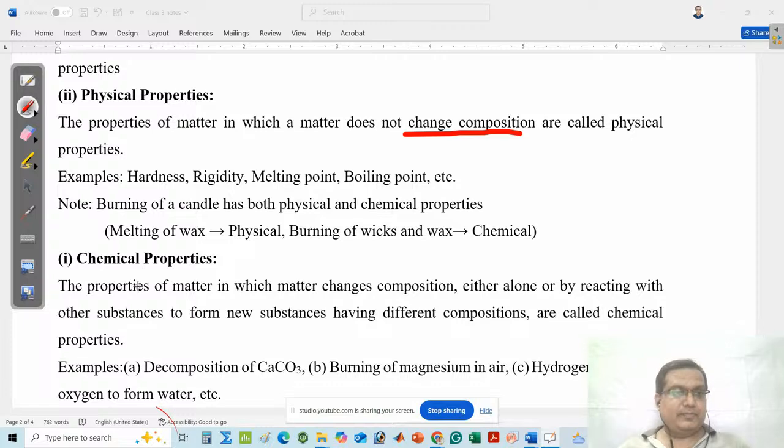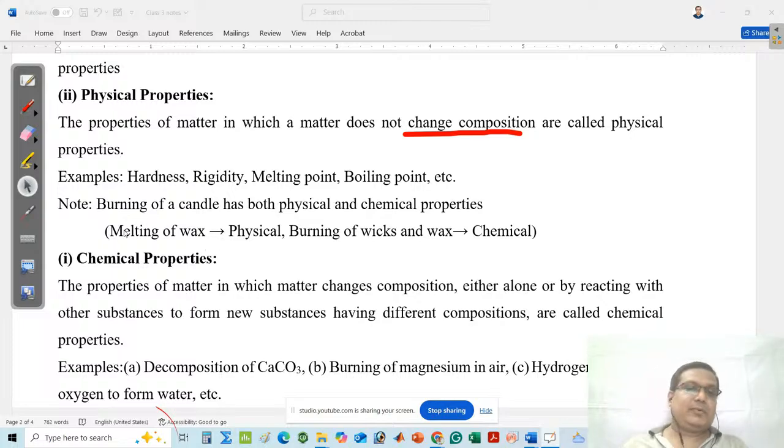Take the example of hardness. Hardness, in Odia, is said to be drudhata. This is a physical property. Next, think about rigidity. This also belongs to physical property. Rigidity means kothinata. Next is the melting point, galananka. Boiling point means spotananka. These are said to be physical properties.